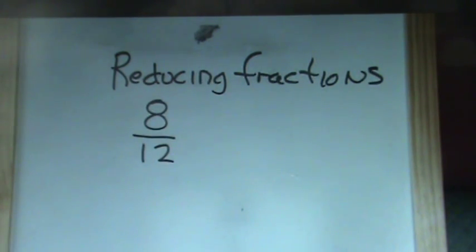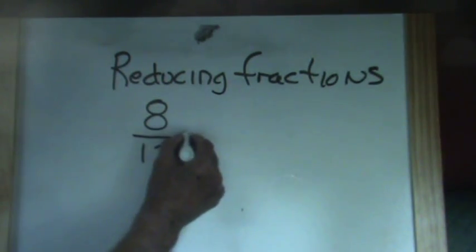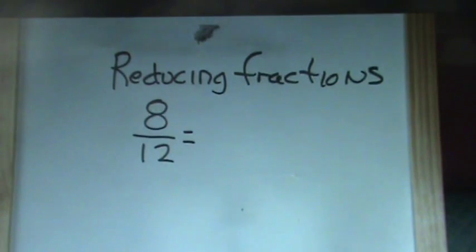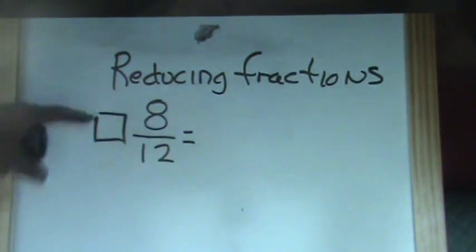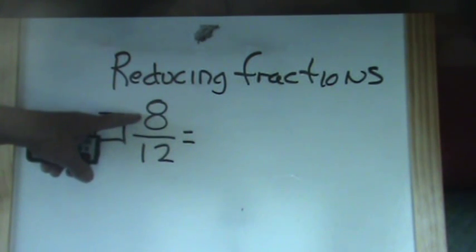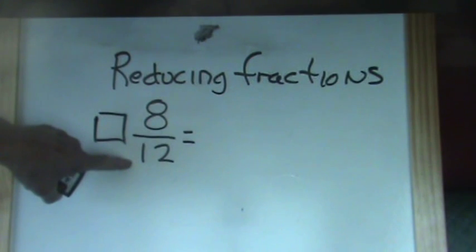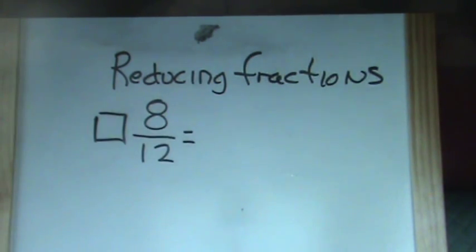Let's look at the fraction 8/12. We want to rename it in its lowest name. So we're looking for a number that will go evenly into 8, and that same number will go evenly into 12. And we never use the number 1.